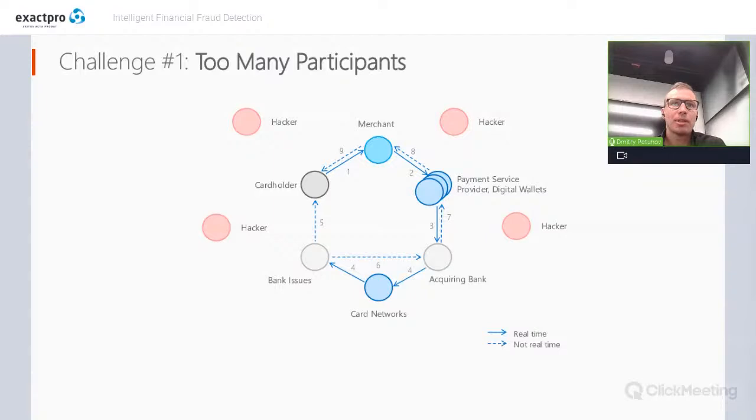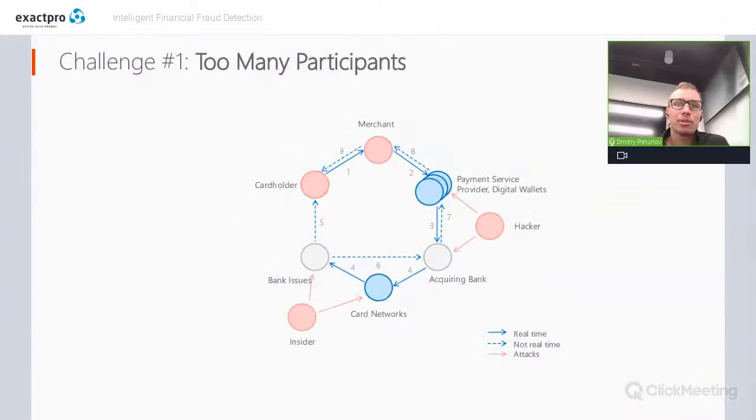Hackers in this diagram are not only outside. Very often he or she is inside. We know merchant fraud, a situation when the fraudster is the merchant. We know customer or cardholder fraud, when the cardholder is the fraudster. Bank insiders, financial market insiders.